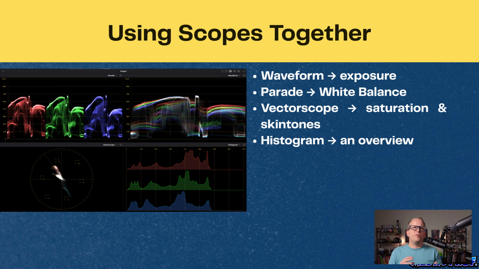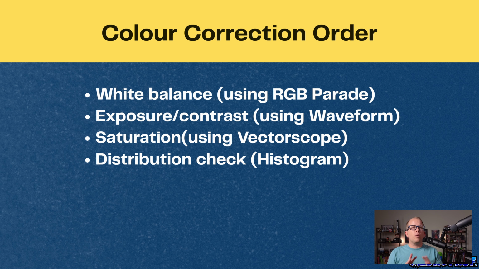You can think of them as four instruments in an orchestra. You'll need all of them playing together to stay in tune. All right, they all help you with different things, but together they help you with the whole image, if that makes sense. Okay, so let's talk about color correction order.